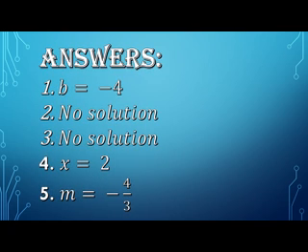Number 1, b is equal to negative 4. Number 2, there's no solution. Number 3, there's no solution. Number 4, x is equal to 2. Number 5, m is equal to negative 4/3.